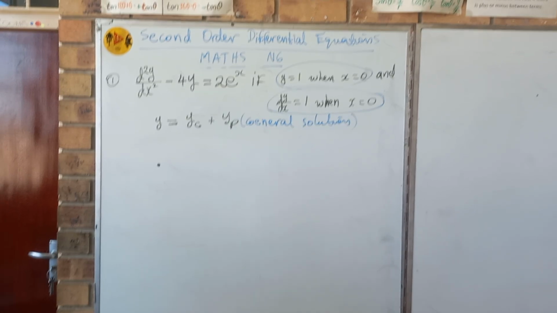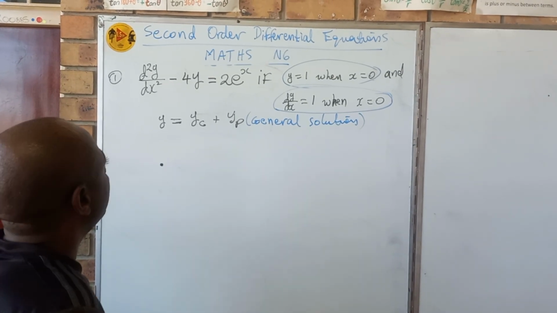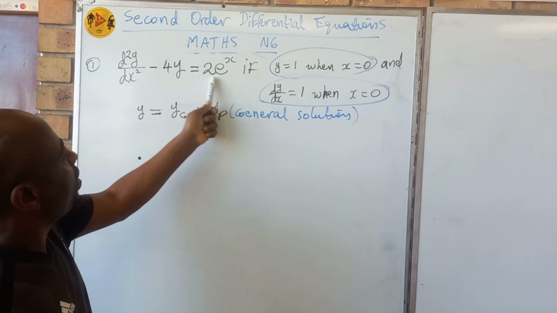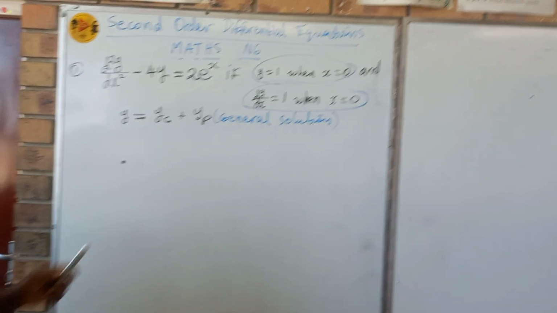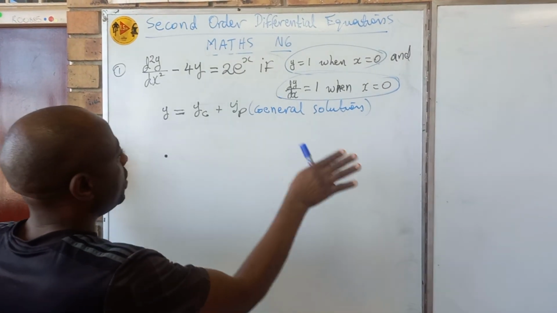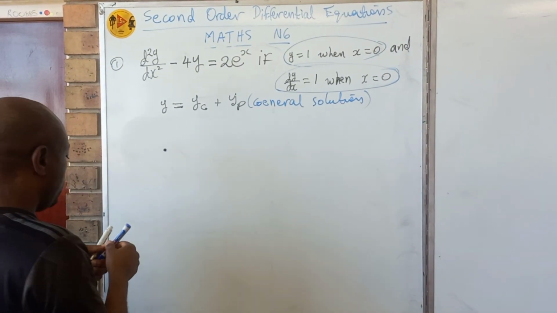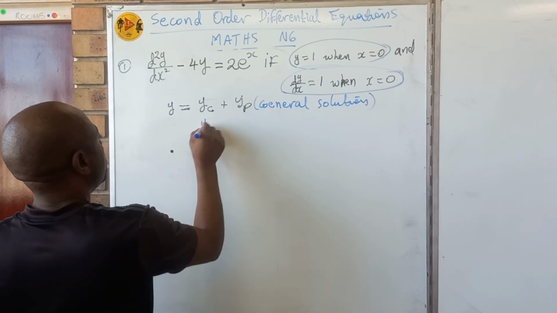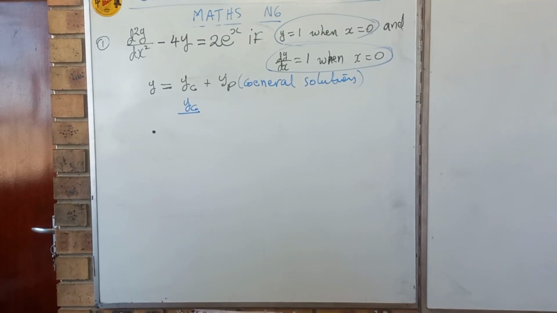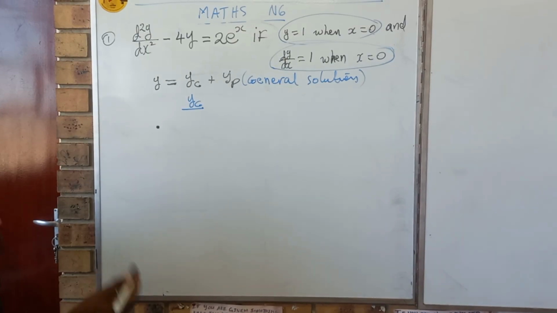Good day, guys. Let's check another second order differential equation. Now we're getting to the ones where the right hand side is an exponential function. By the way, the beginning is the same to get the general solution, and that means we start with the complementary function yc. The starting of the complementary function doesn't change.